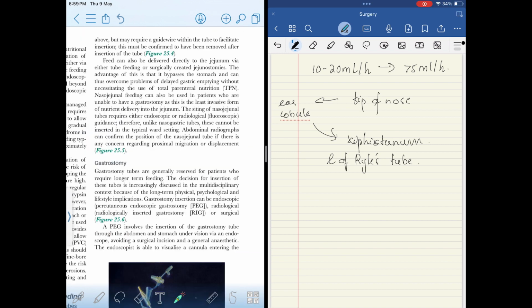Now feed can be directly delivered into the jejunum via tube feeding or surgically created jejunostomies. The advantage of this is that it bypasses the stomach and we can overcome the problems of delayed gastric emptying. If there is delayed gastric emptying, the patient will have nausea, vomiting. So in that case, without starting TPN, we can go for nasojejunal feeding. We can also go for nasojejunal feeding in patients who are unable to have a gastrostomy. We can either insert it endoscopically or radiologically, fluoroscopically. So it cannot be inserted in the ward setting.